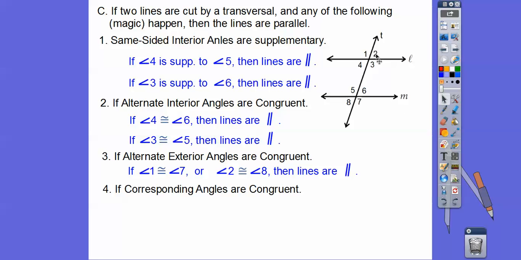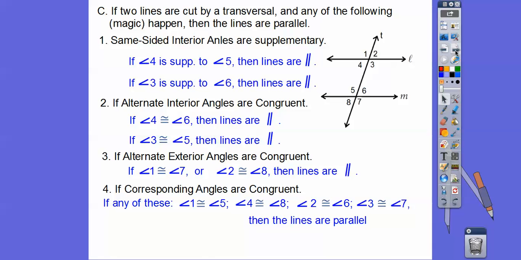Correspondings are when the lines come together, the ones that lay right on top, like 2 and 6, if they're congruent, or 3 and 7, or 4 and 8, or 1 and 5. If we can show that any pair of those are congruent, any one pair, then those lines are parallel.